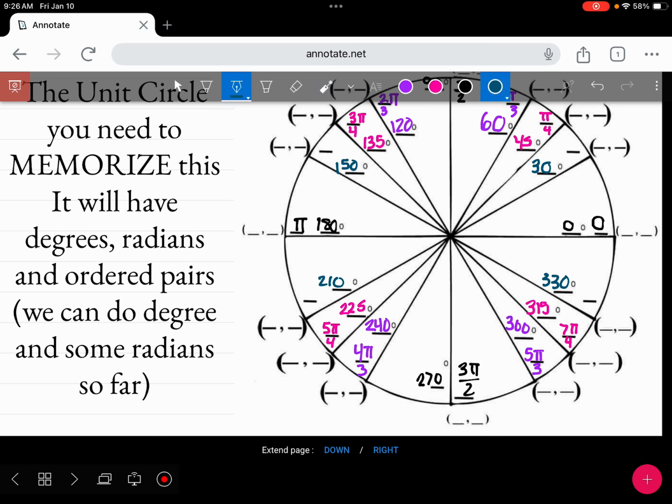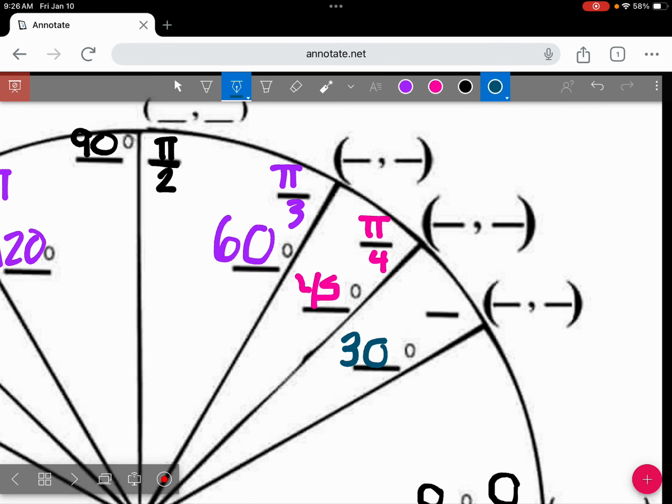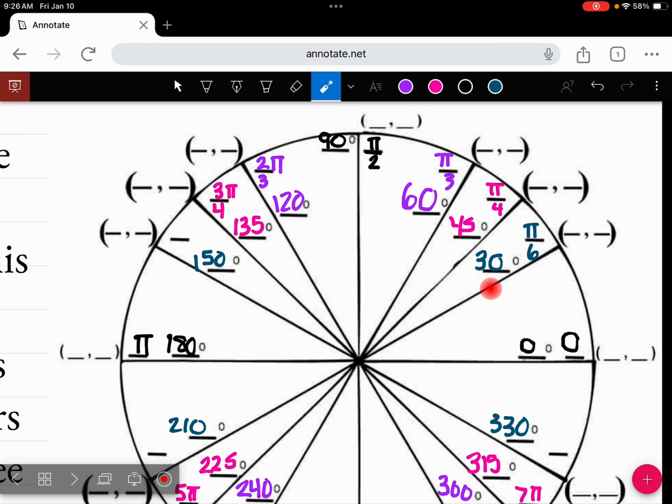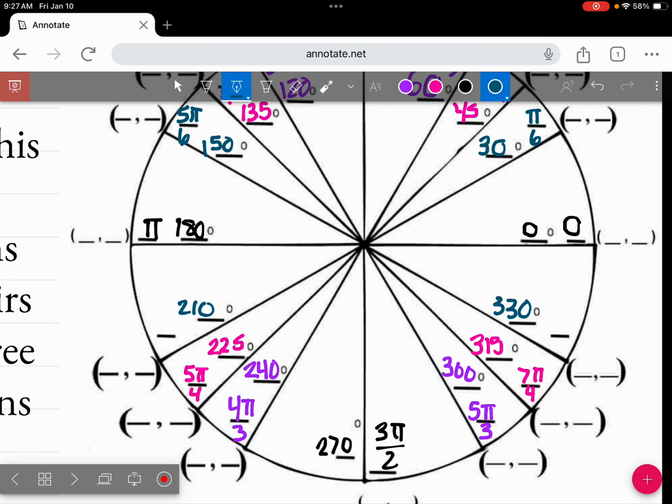All right, one more section. Because this 30, it's half of our 60 degrees. This is pi over 6. So we have our 1 pi over 6, 2 pi over 6, which is the same as pi over 3, 3 pi over 6, which is pi over 2, 4 pi over 6, 5 pi over 6. And then again, we're going to have 6 pi over 6. That gives us pi.